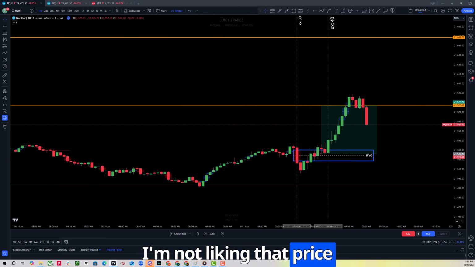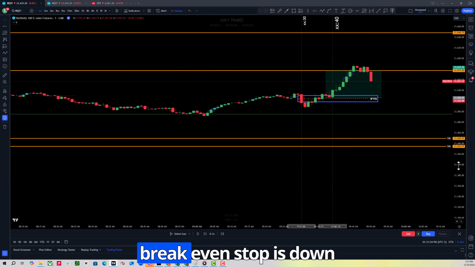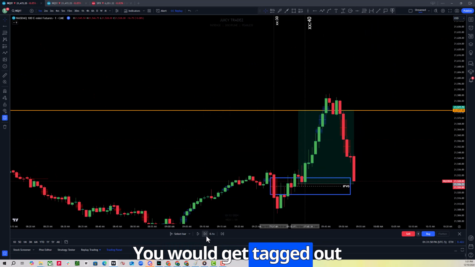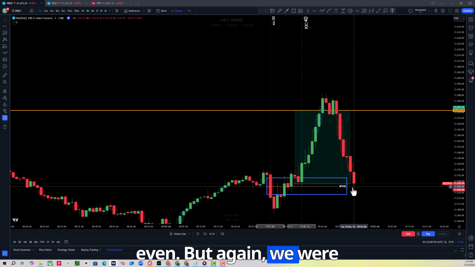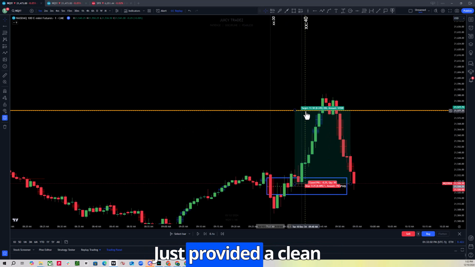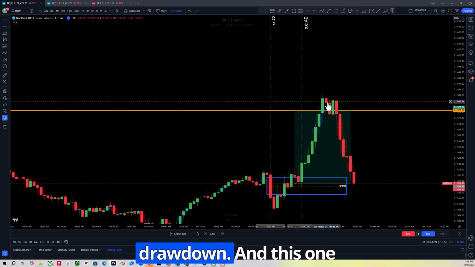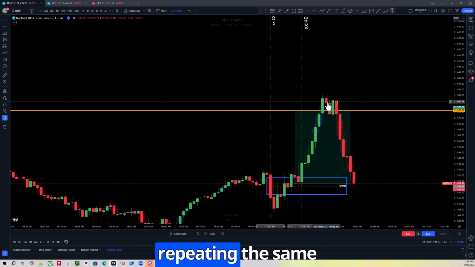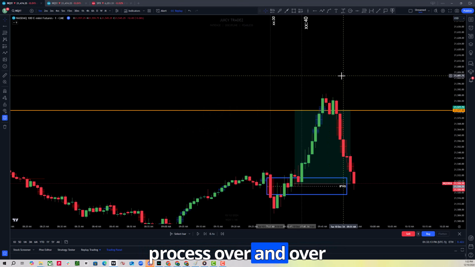I'm not liking that price action. And again, our break-even stop is down here. So let's see what happens. You would have got tagged out of your runner for break even. But again, we were already out at our target. This provided a clean opportunity with 0 drawdown. And this 1 trade alone today was responsible for helping 15 of our new members pass their challenges and repeating the same process over and over again.